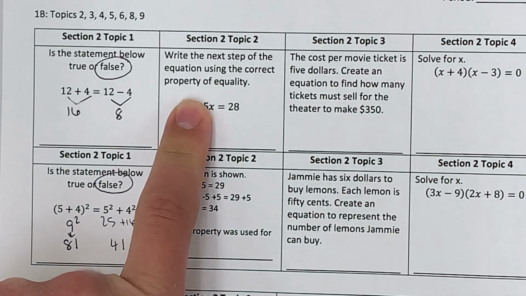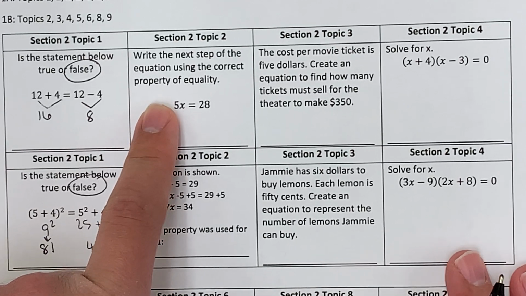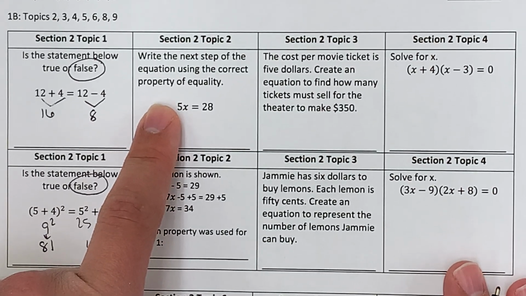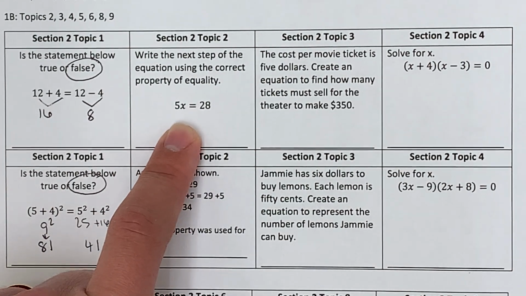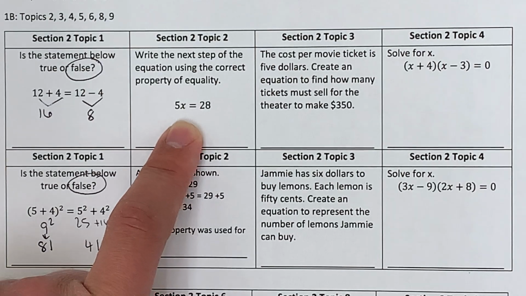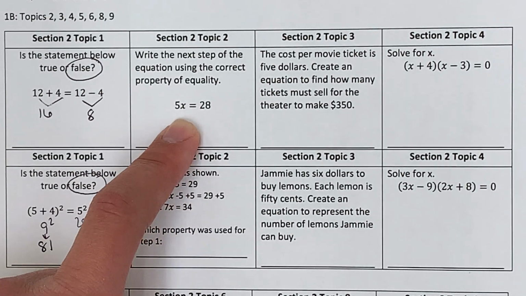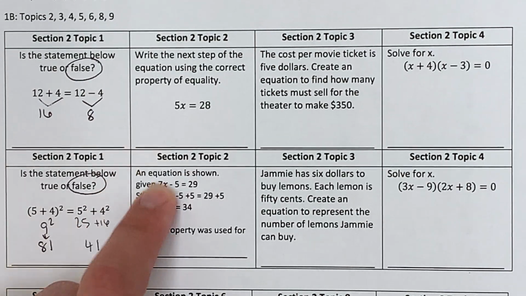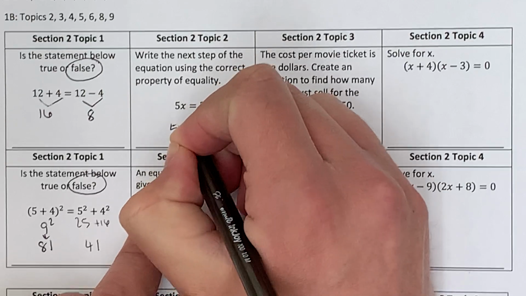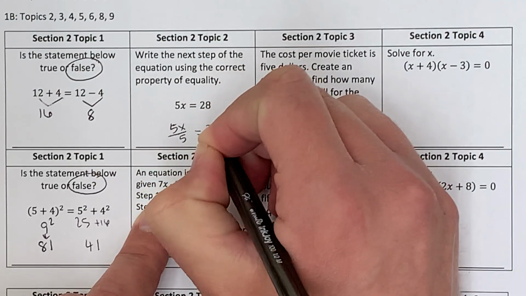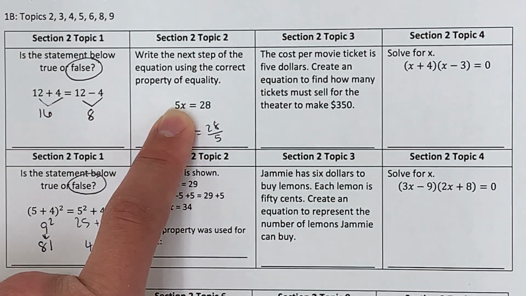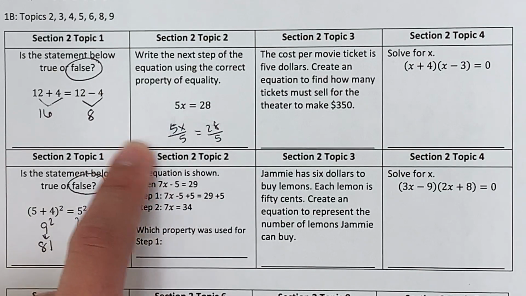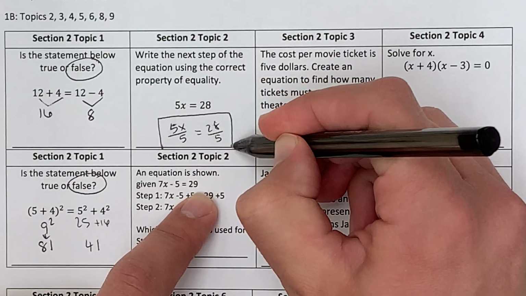All right, so next, section 2, topic 2. Write the next step of the equation using the correct property of equality. Okay, so I got 5x equals 28. That's where we have to identify what is the 5 and the x doing to each other. They're multiplying, and the opposite of multiply would be to divide. So the next step would be 5x over 5 equals 28 over 5, right? We've got to divide both sides by that 5 in order for those 5s to cancel out. So this would be the next step.